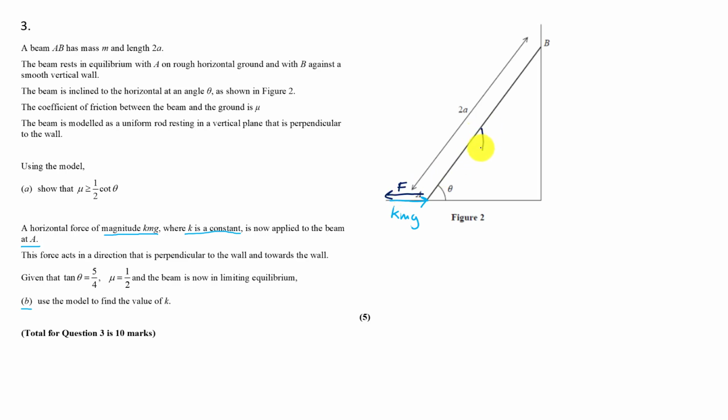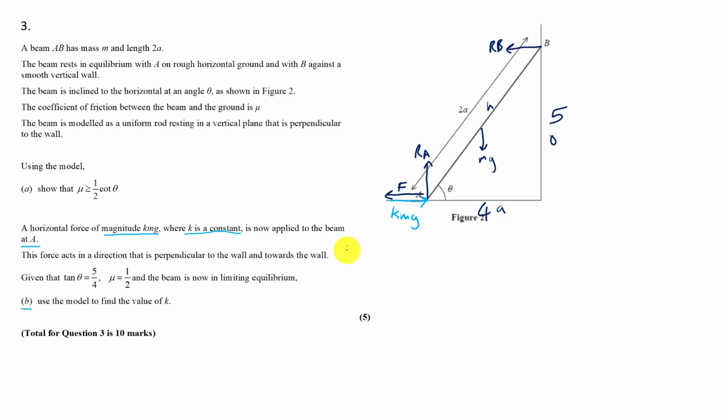We're still going to get mg because it's uniform. Now we've still got this RB here. We've still got RA, the reaction force at A. Right. Given that tan theta equals 5 over 4, so this is the hypotenuse, opposite and adjacent. All that means is this is 5, that's 4. And we can use those exact figures later on. So let's do what we normally do.